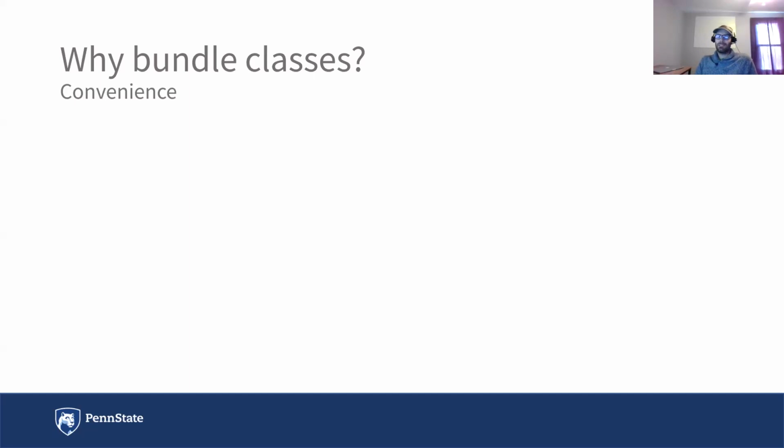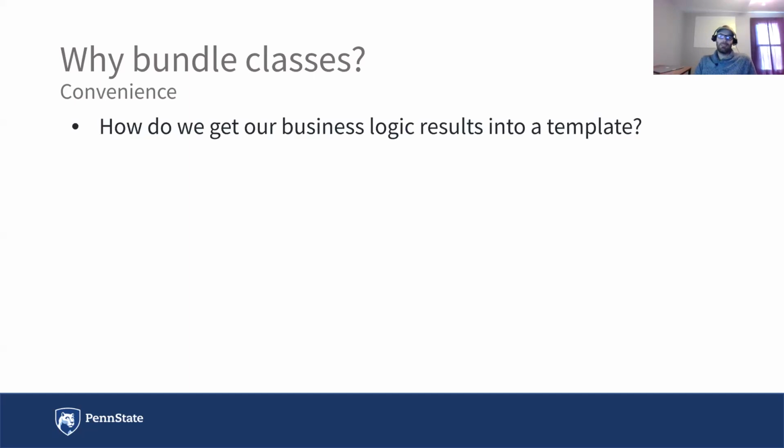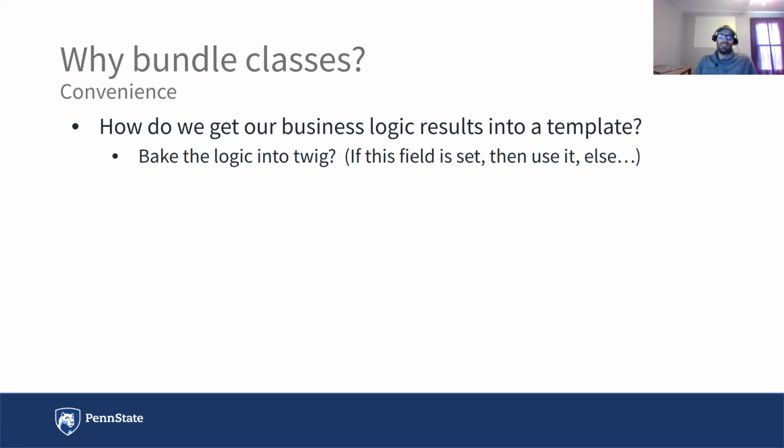Bundle classes, like I said before, especially with business logic and weird business logic, become very convenient. So how do we get our business logic results into a template today? Do we bake the logic into Twig? With that, if this field is set, use it, else use a concatenation of those two fields and come up with this really messy giant Twig monster? Do we introduce new variables in preprocess hooks and basically take that logic out of Twig and move it into a procedural hook? Those are pretty much the two options we're left with.